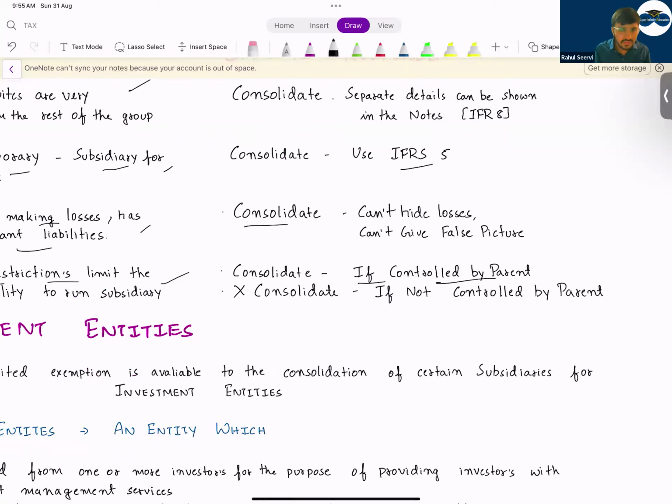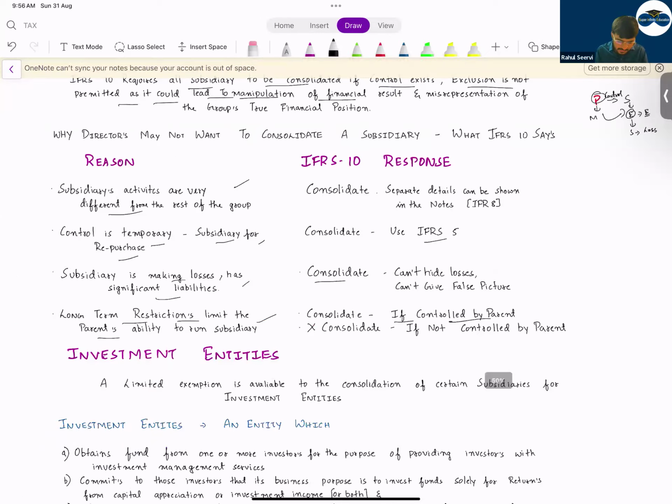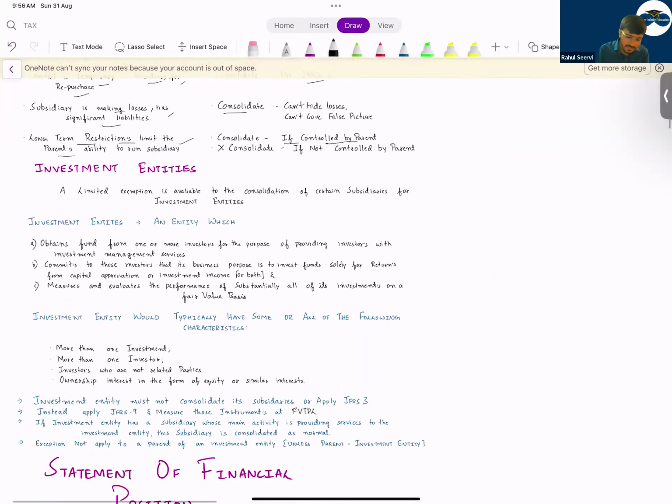If control is there, consolidate. If control is not there, do not consolidate. You have to see the control point of view also. As mentioned, the important term is control. Then coming to the next theory topic, investment entities.